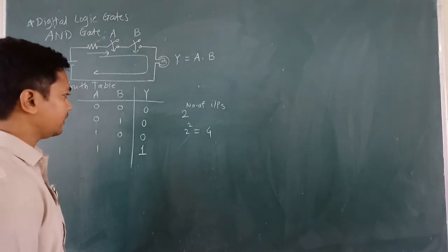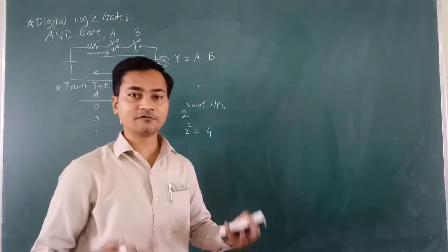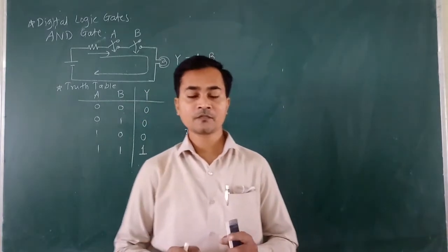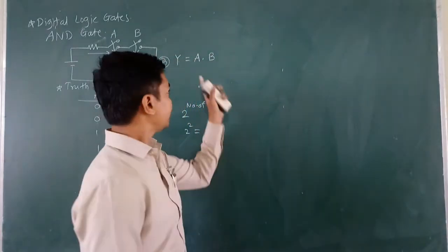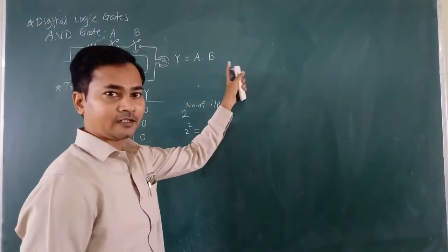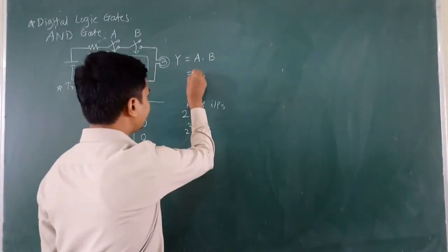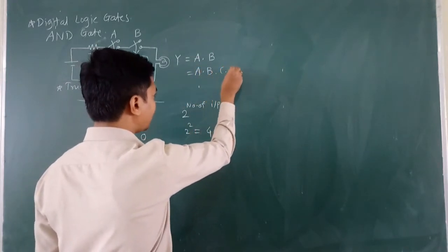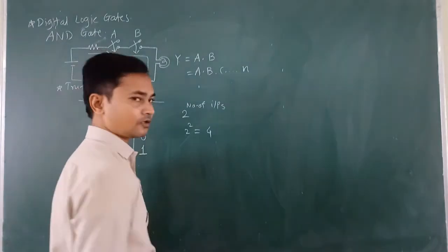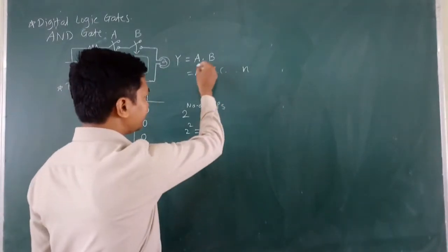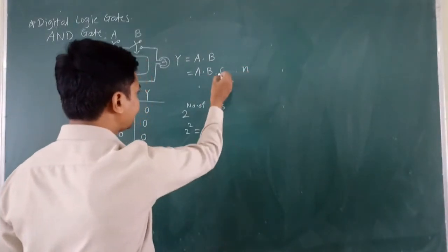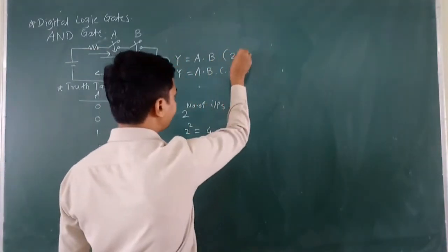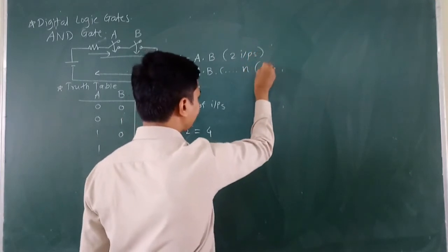Now in case of 3 switches or multiple switches, what will be the output of Y? The output of Y will be A dot B dot C dot dot dot N, if the number of inputs is more than 2. So these many inputs should be multiplied to get the output of the AND gate. This is in case of 2 inputs and this is in case of N inputs.